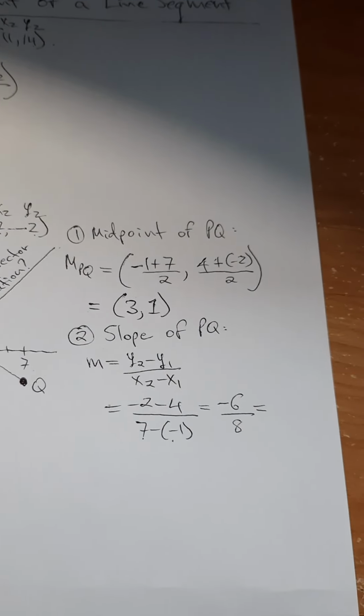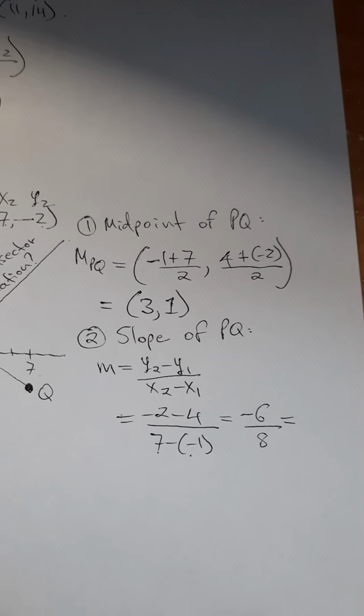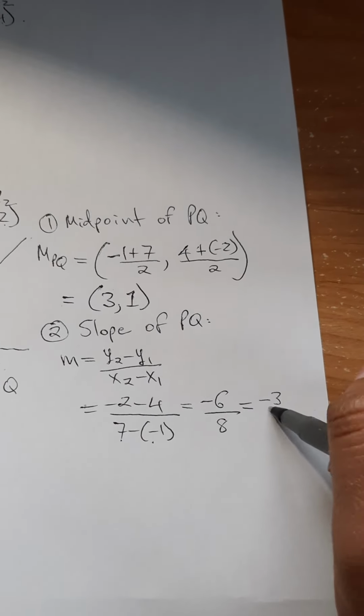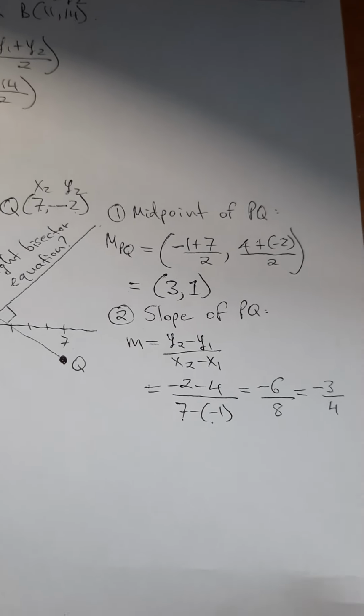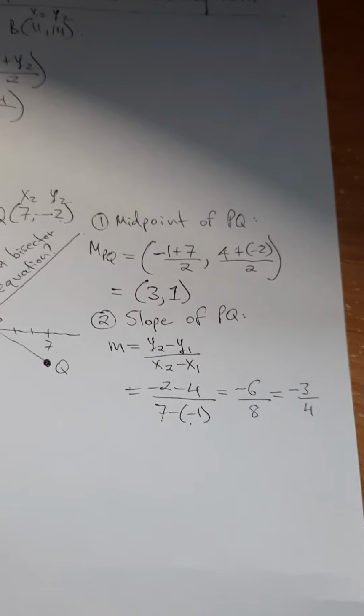Again, don't leave your answer like this. I notice I can reduce this. So we're going to reduce this to negative 3 over 4, by dividing by 2 on the top and the bottom. So now I have the slope.